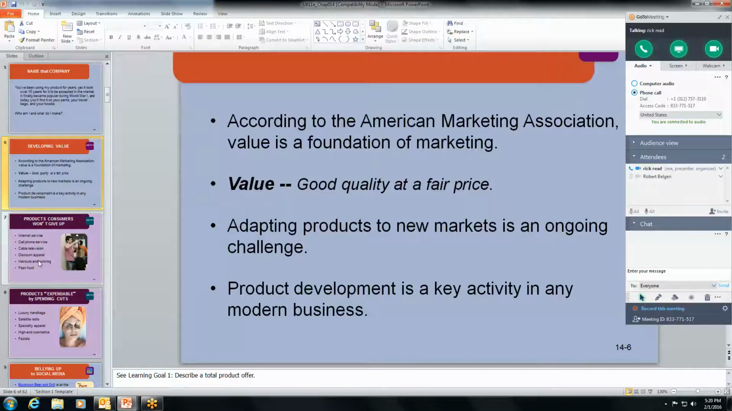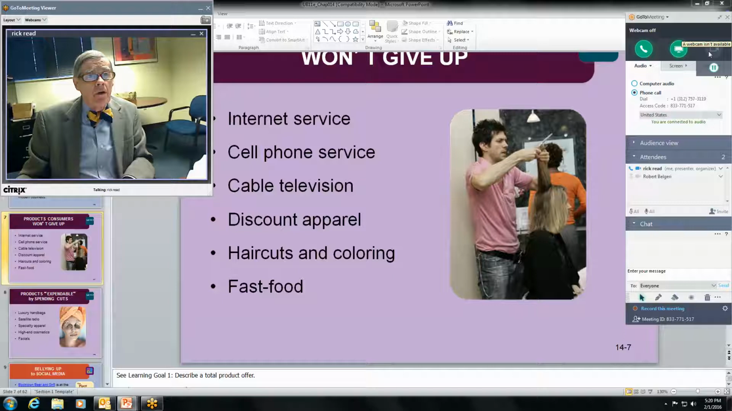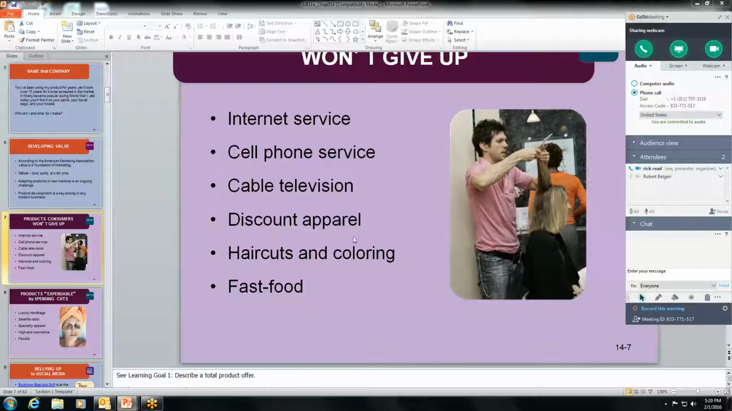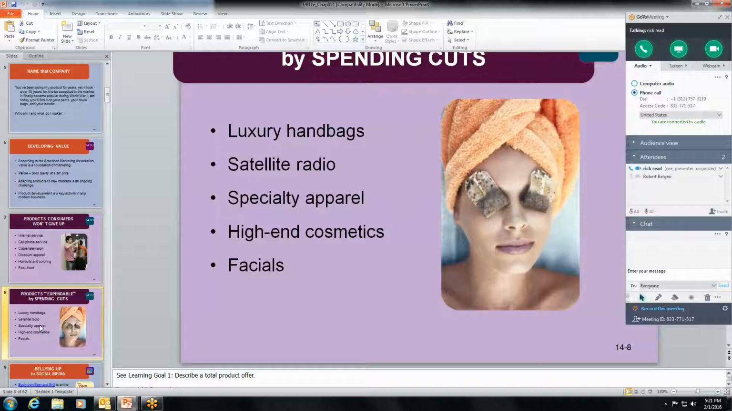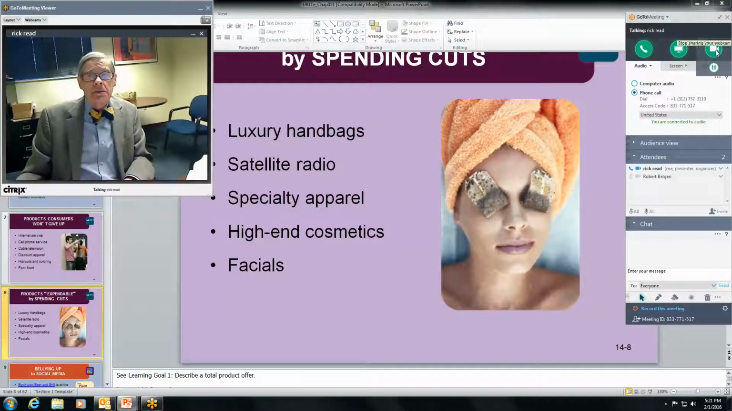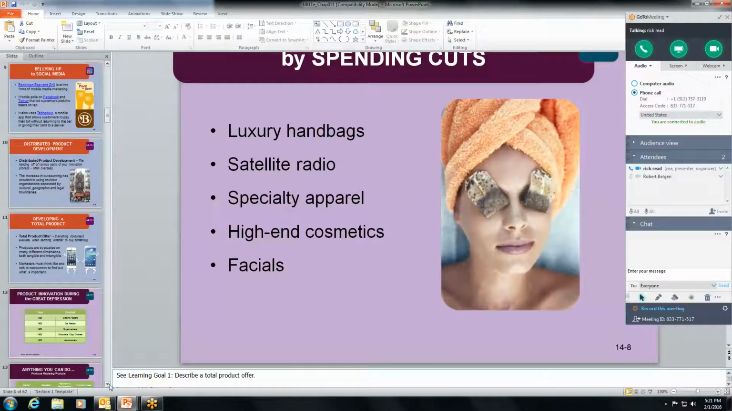This particular slide just talks about things that we won't give up, internet service, etc. In products expendable by spending cuts, this means customers won't pay for those other additional things. And again, that's not something I'm going to spend a lot of time discussing.